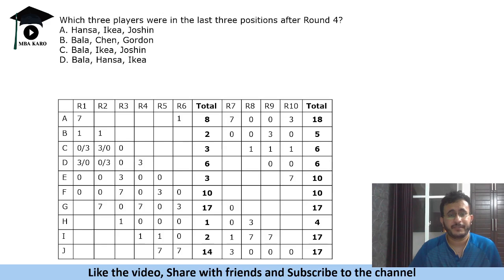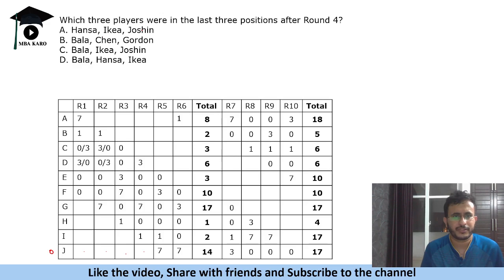Which three players were in the last three positions after round 4? Now, let me tell you that this question could have been answered without even solving. Just by knowing the conditions and without even filling this table, you could have answered this question. Let me tell you how. We know that J did not play for the first 4 rounds. We knew that from that logic, this did not participate in first 4 rounds. So first 4 rounds definitely J has a score of 0.